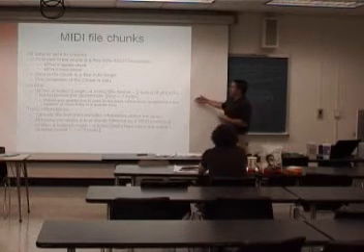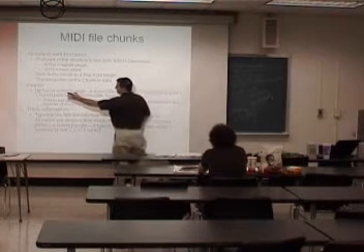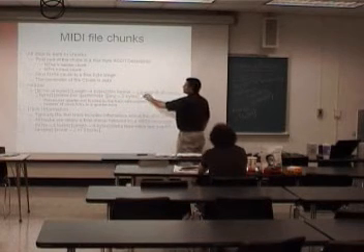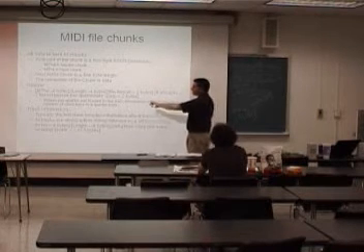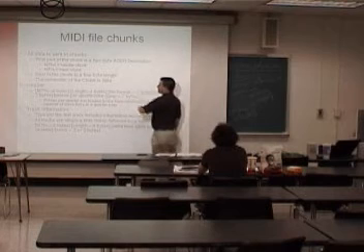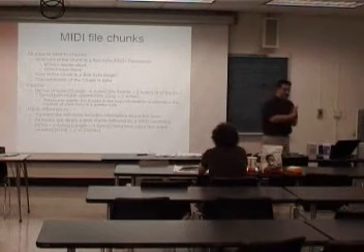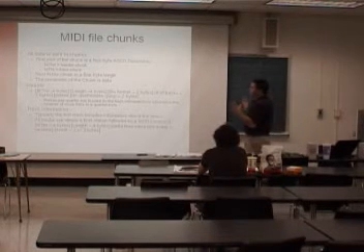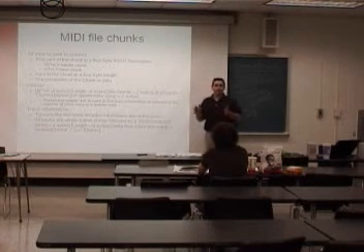Now, the header is actually kind of a standard format. It's got 4 bytes to tell you MThd, 4 bytes to tell you the length, 2 bytes to tell you the file format, 2 bytes to tell you the number of tracks included in the file, and then 2 bytes to tell you the pulses per quarter note. And again, I made the analogy that pulses per quarter note is kind of a sampling rate. It's how many internal clock ticks in this file equal 1 quarter note.